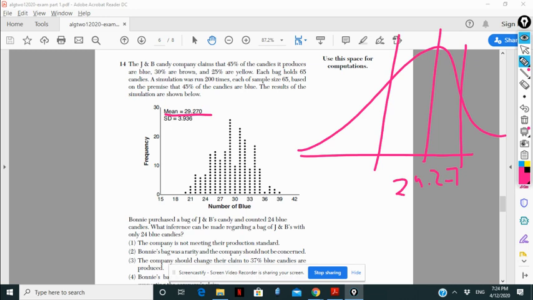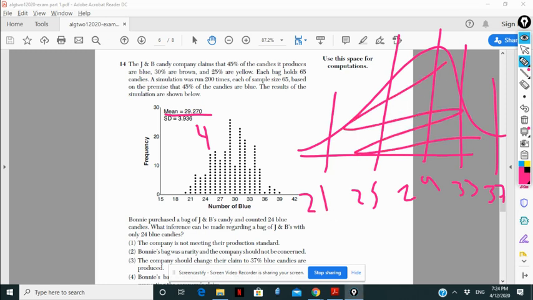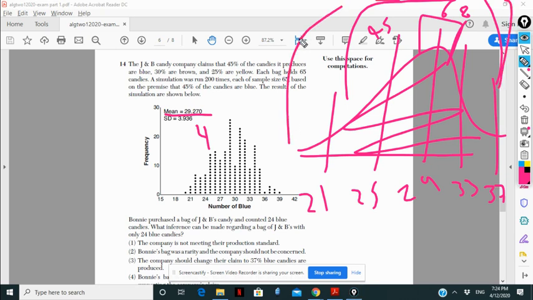Let's make the assumption that it's 29, and let's make the standard deviation almost 4. So add 4, that's 33, minus 4, that's 25. Add 4, that's 37, minus 4, that's 21. All this area, from here to here, is 68%, from here to here, 95%, and after that, 99.7%.